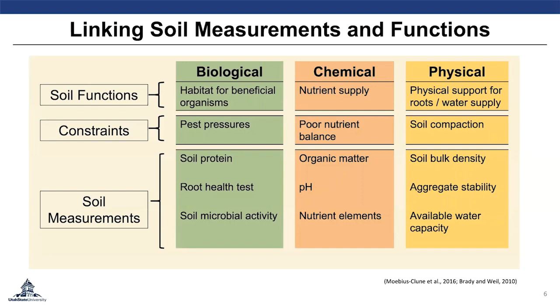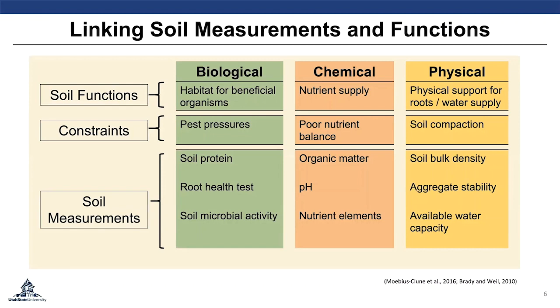So for example, with the chemical properties, you're looking at nutrient supply for its soil function, and you may be seeing poor nutrient balance. And so connecting your measurements with those functions and constraints, you're going to want to take measurements of organic matter, pH, and your overall nutrient elements.